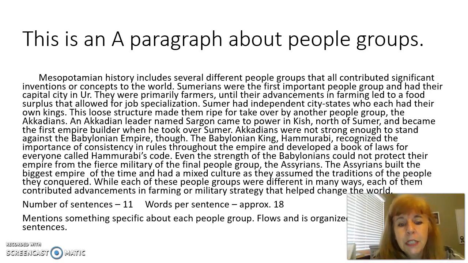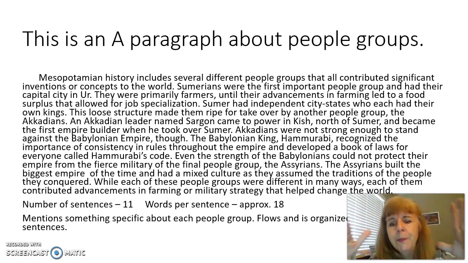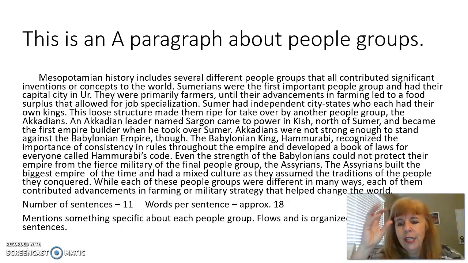I mentioned something specific about each people group. There's something specific about Sumer. I say that they had city-states and that they were primarily farmers. I mentioned Sargon and Kish, and for the Babylonians, I mentioned Hammurabi and Hammurabi's Code. So there's something specific about each people group. The flow is organized. I moved through them chronologically so that it would make sense. I've got complex sentences, compound sentences, prepositional phrases, all sorts of stuff going on here.